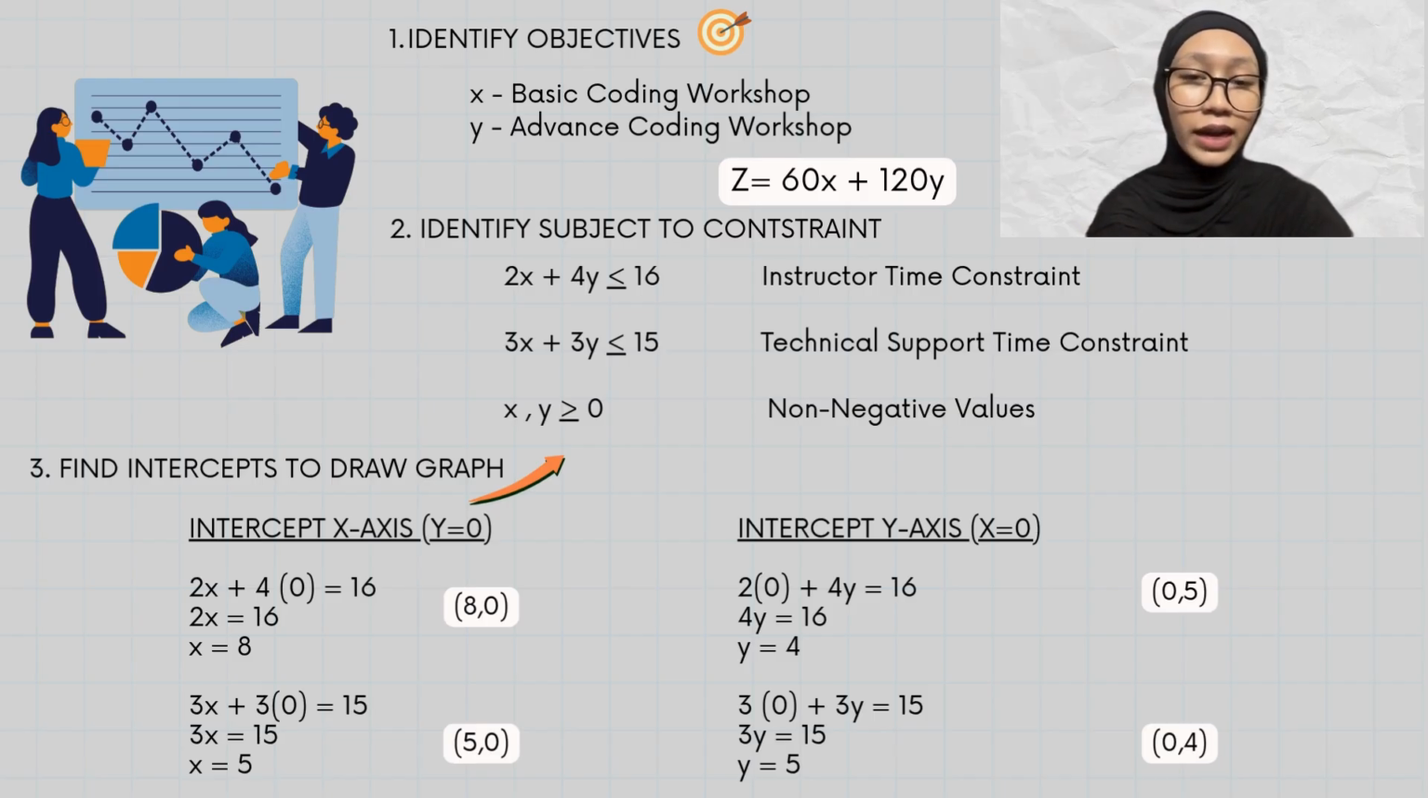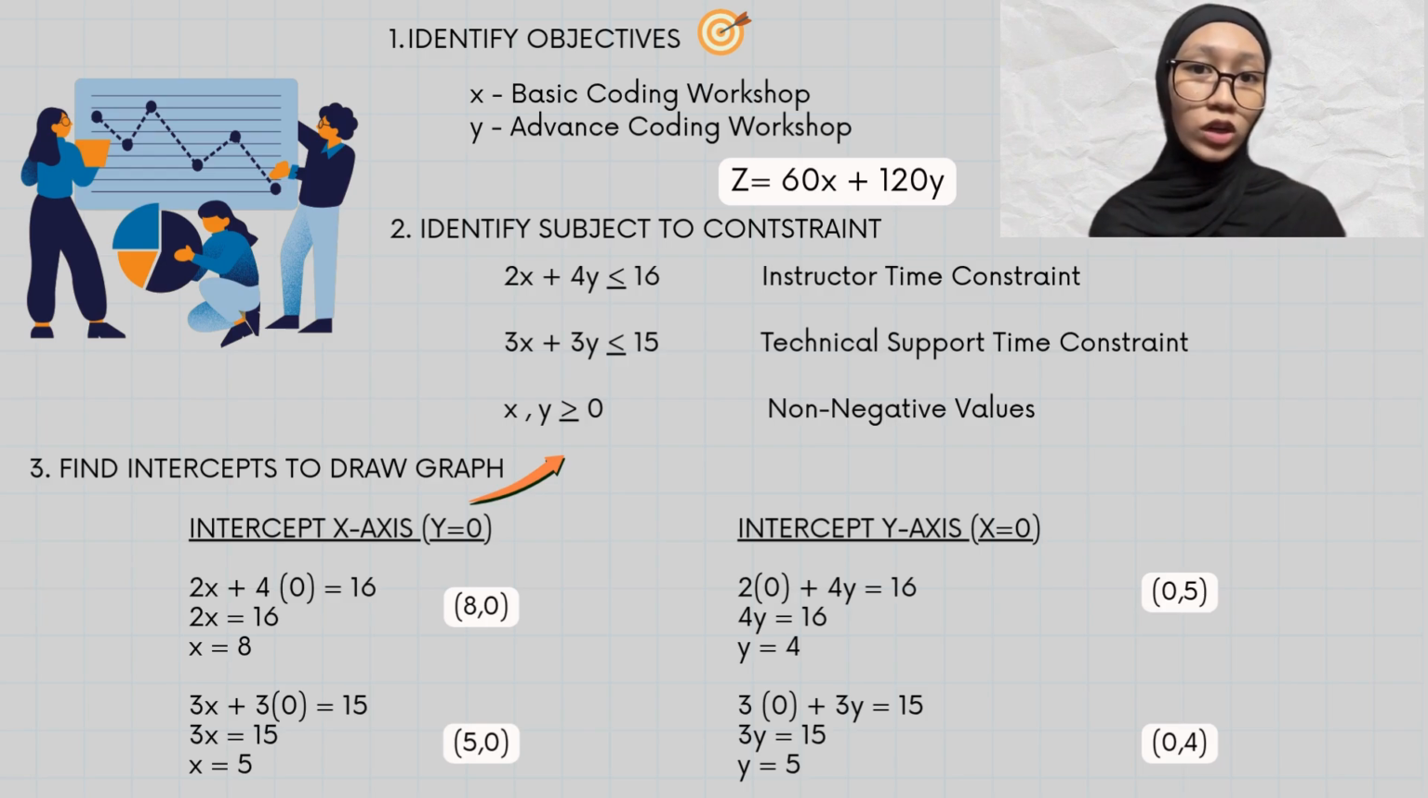Now, let's begin by understanding the problem. Sarah organized 2 types of coding workshop. The first one is the basic session and the second one is the advanced session. Each basic workshop gives a profit of 60 ringgit and each advanced session gives a profit of 120 ringgit. Now we can define x and y. x represents the basic workshop while y represents the advanced workshop. Our goal is to maximize the profit, and that is represented by the equation z equals 60x plus 120y.